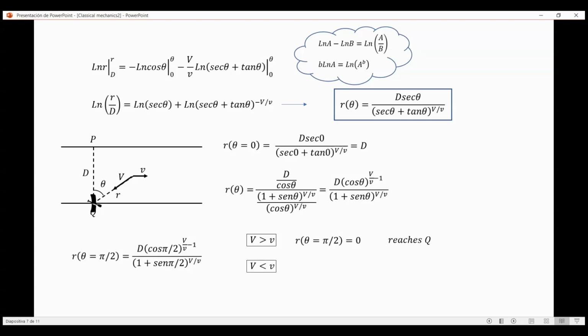And what happens if the velocity of the rower in magnitude is less than the speed of the current? Then this exponent here is negative, so we are actually dividing by 0: d divided by the cosine of pi over 2, and this is d divided by 0, and this is infinite. So what actually happens is that the current will drag the boat, and the radial distance from Q will be infinite because the boat will be dragged by the current without ever reaching the shore.